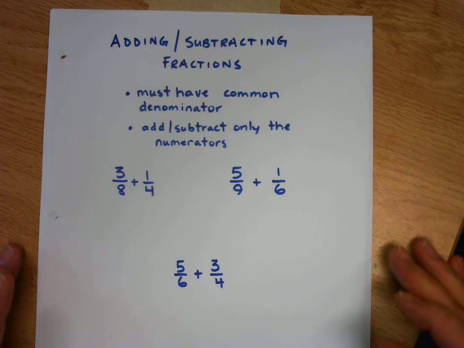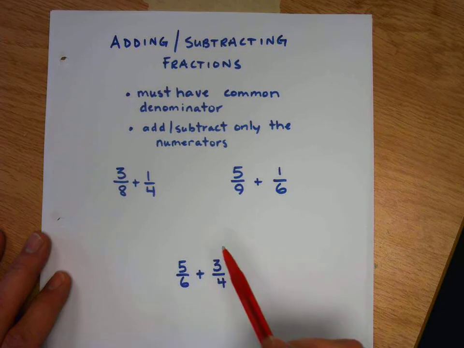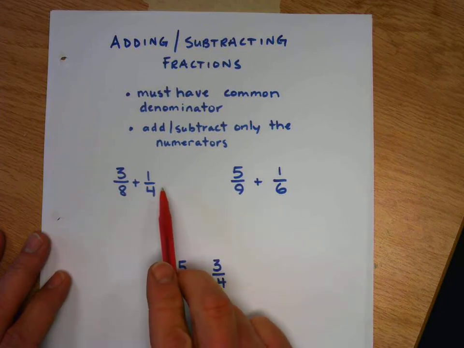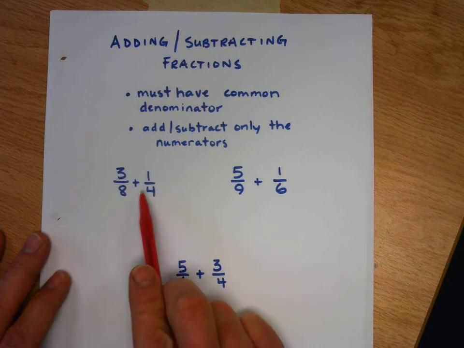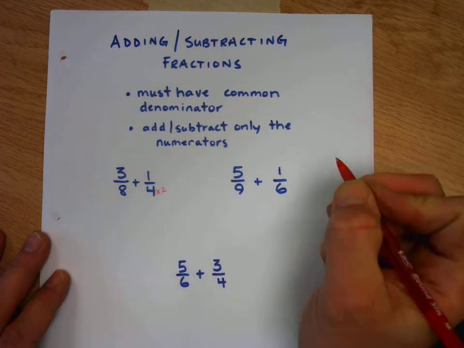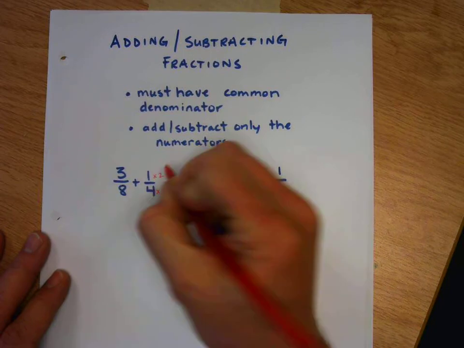So as we look to our first example here, we have 3/8 plus 1/4. 8 and 4 are not the same denominator, so as a general rule, we'd want to see if we can multiply the smaller of the two values, the 4, to make it the same as 8, and we should know that we can multiply that by 2. So to create that equivalent fraction, we must also multiply the numerator by the same number.